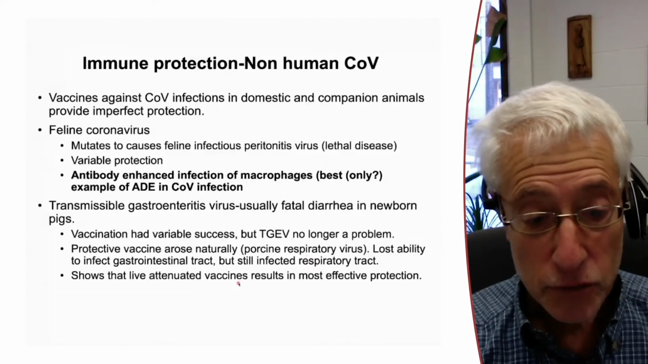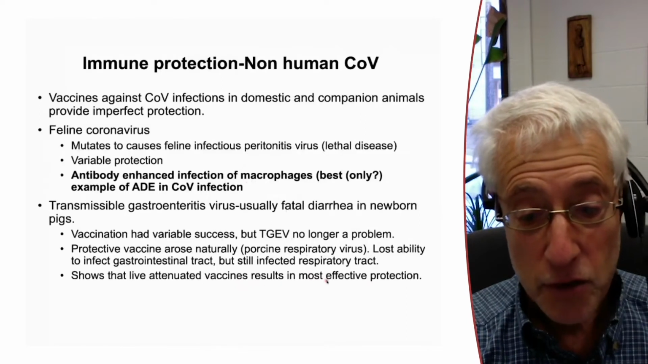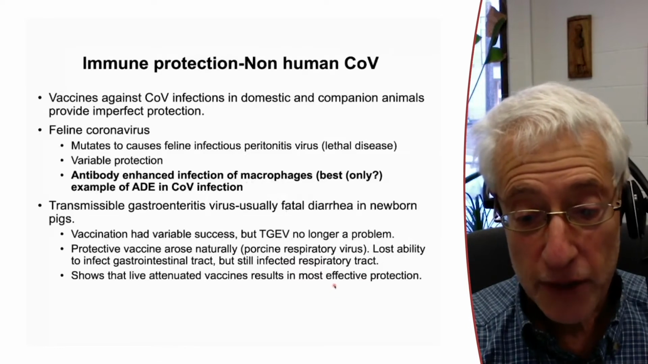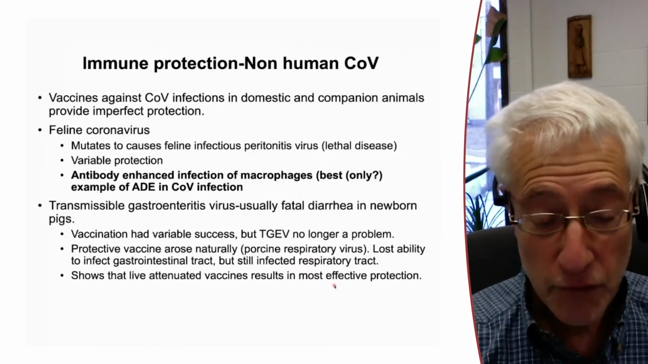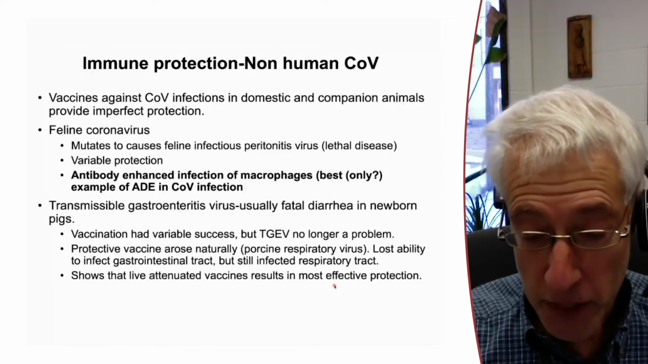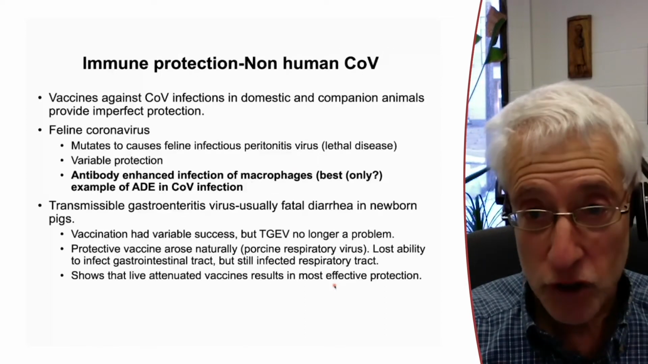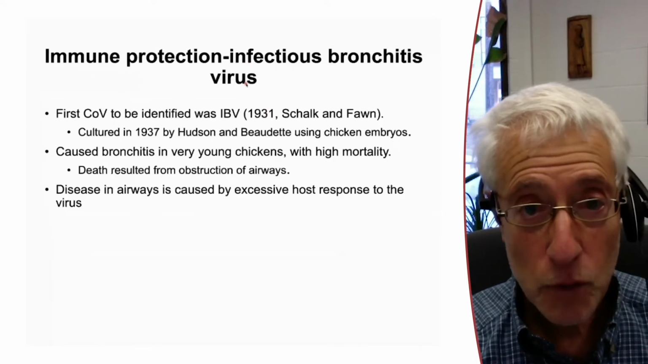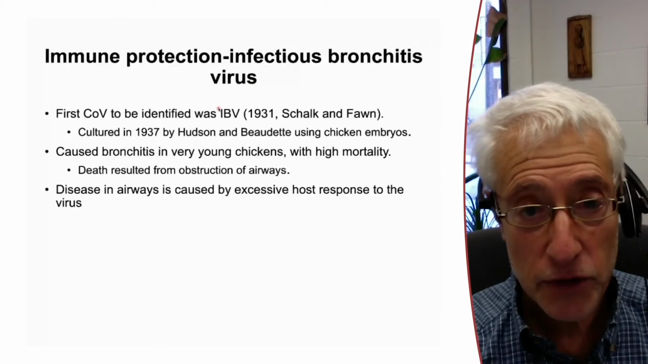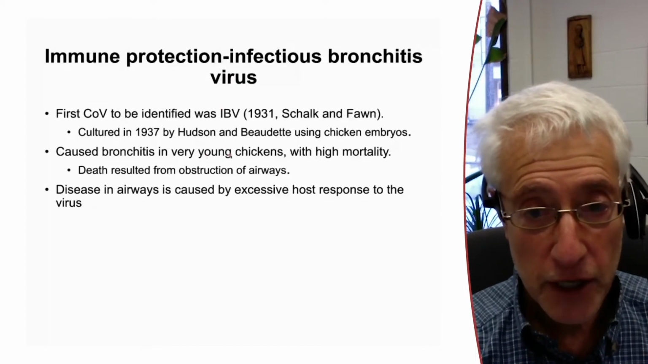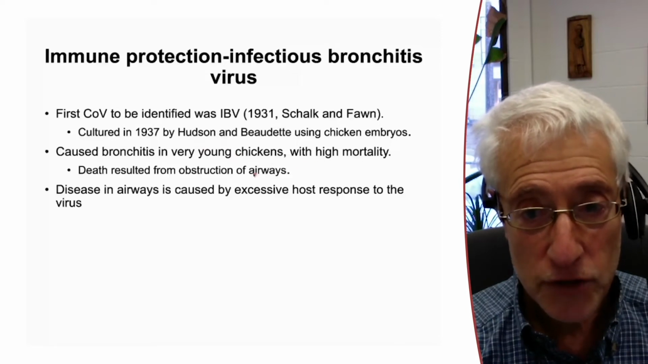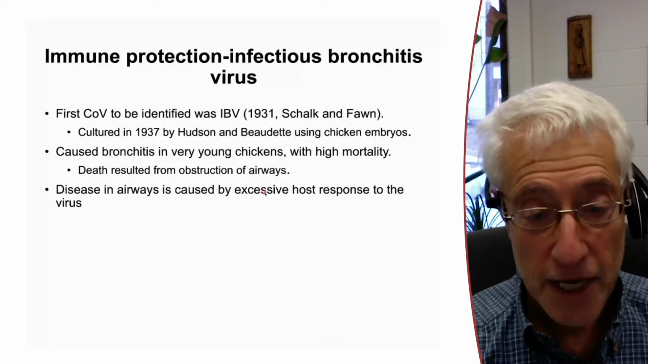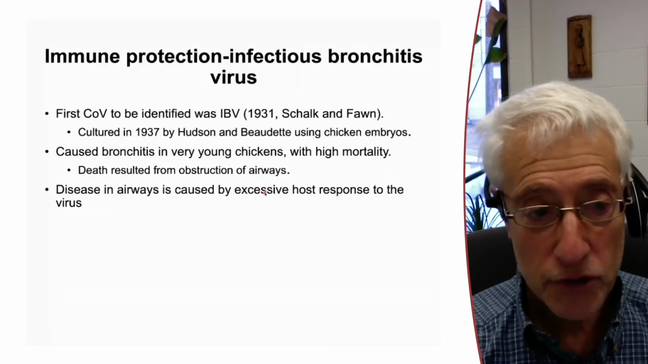So the other thing that these results show is that live attenuated vaccines result in the most effective protection. We don't use live attenuated vaccines easily because we always worry that the viruses will no longer be attenuated with time. And this is seen in the next illustration that I'm going to present here. So another virus that was well understood early on was infectious bronchitis virus. This was the first coronavirus to be identified, and it causes bronchitis in very young chickens with a high mortality. In this case, the death results from obstruction of airways. So once again, it's the excessive host response to the virus that's lethal.